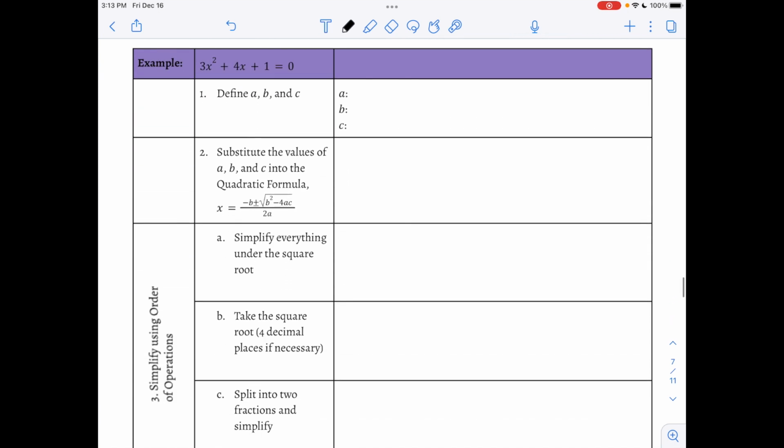So we're going to look at a couple of examples of this. We have the example at the top here, and then it goes through all of the steps, and we're going to do the steps in this column here.